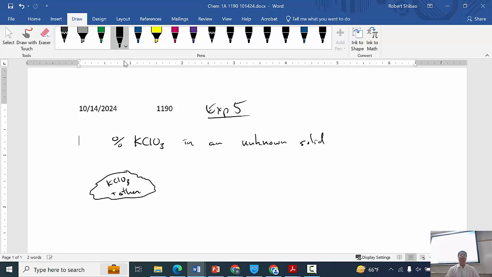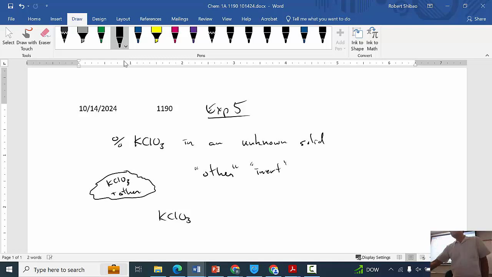Plus other stuff. Now, we need to know what the other stuff is, to the extent that the other stuff can't react with how KClO3 is going to react. And so the other stuff is inert. And so what we can do is we can just analyze for the KClO3 alone. And the analysis of KClO3 is kind of reactive. It's not the most stable stuff around.